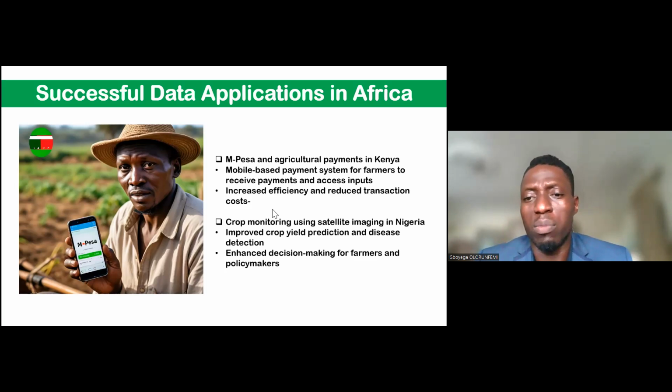Now, of course, crop monitoring using satellite imaging in Nigeria has also led to improved crop yield prediction and disease detection, and enhanced decision making for farmers and policymakers. I have also told you I wasn't directly involved in that project, but it's a team that I've worked with in the past. What they have done is monitor the number of trees they have planted within Lagos, and they've been able to identify when anything has happened to these trees. They visit for intervention, and they realize the number of losses they have made as a result of anthropogenic encroachment on the land where they planted these trees. In the real sense, we have seen a successful application, but of course it's growing, however, not at the rate at which it's been expected.